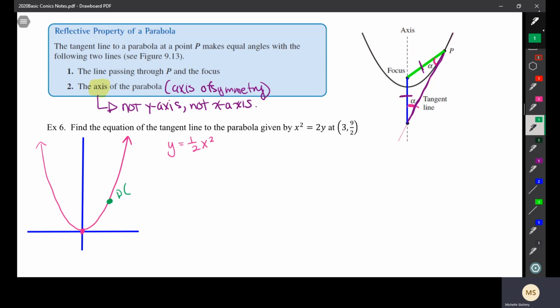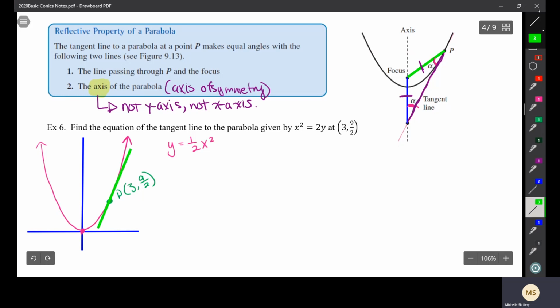You can label it anything you want. I'll use P so that it's easier to figure out and label the things as we're working. All right, so now I need to draw the tangent line from point P to the parabola. So here we go. Do my best to draw this tangent line.